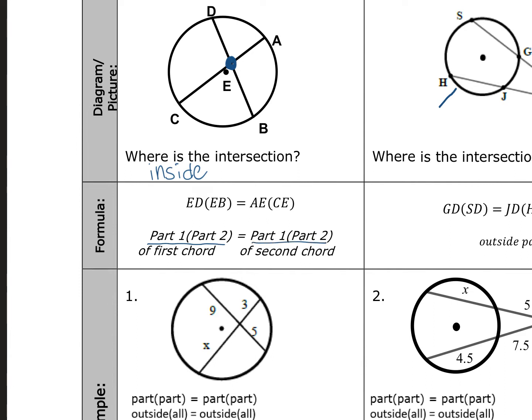So for example, here we would be multiplying C to E with E to A, because those are the same line, just different parts. And then we would be multiplying it with the two parts of the other line. So from D to the intersection, and then the intersection to B. So you got to keep the same parts of those lines together.